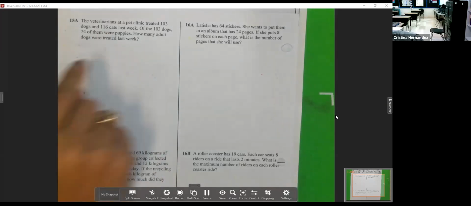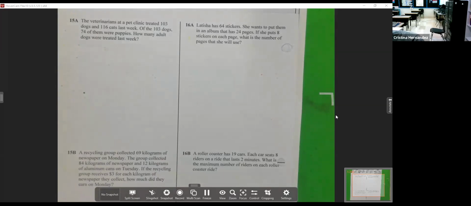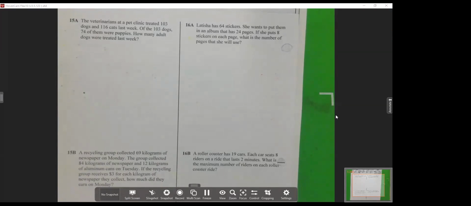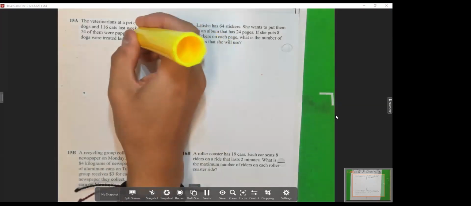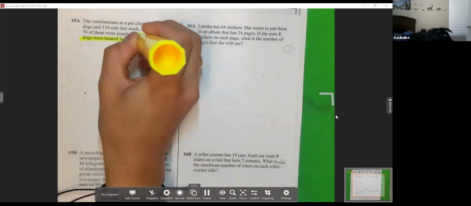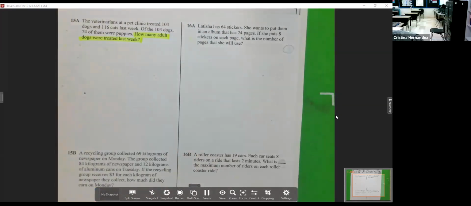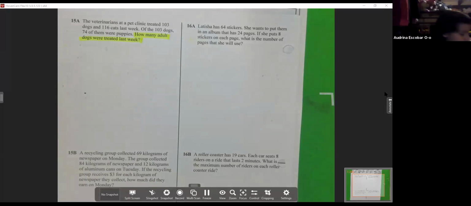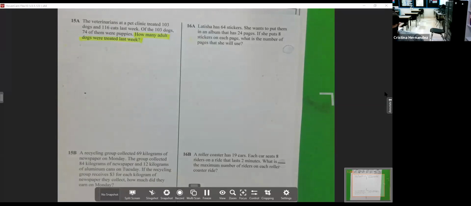The veterinarians at a pet clinic treated 103 dogs and 116 cats last week. Of the 103 dogs, 74 of them were puppies. How many adult dogs were treated last week? What page is it? Problem solving, 15A. There are no page numbers. Where's Audrina? Can you see my paper? Yes. So how many adult dogs were treated?